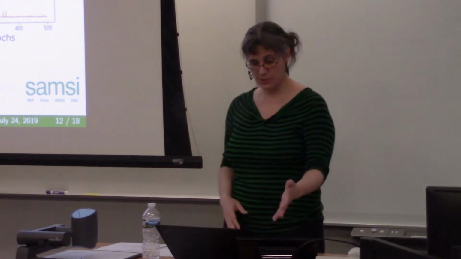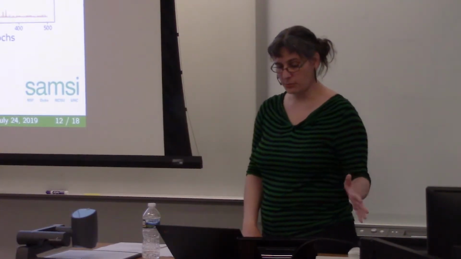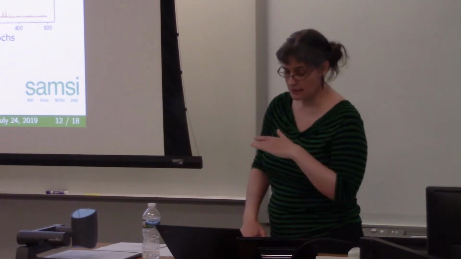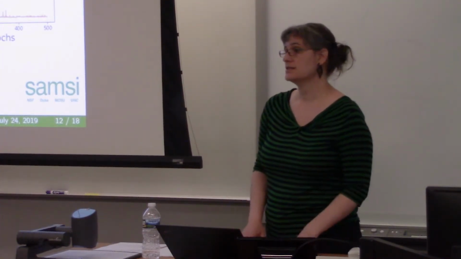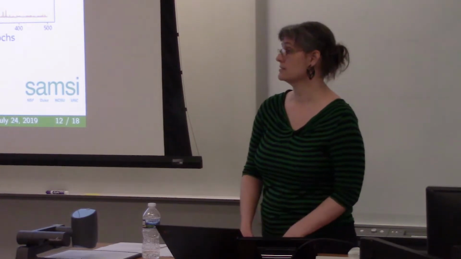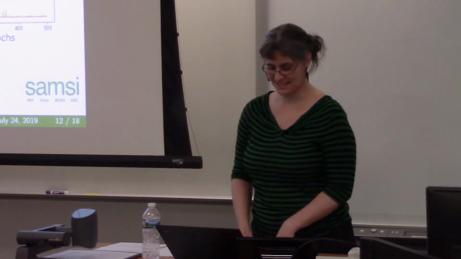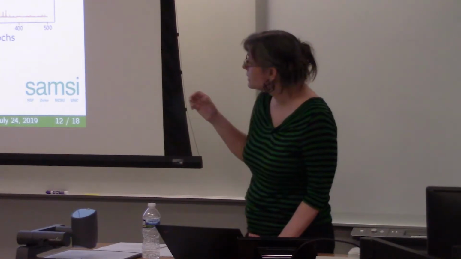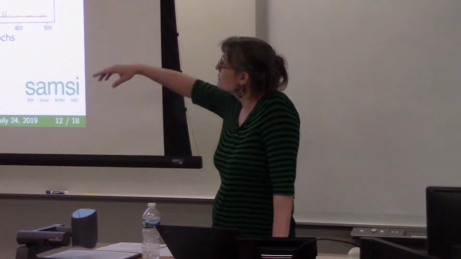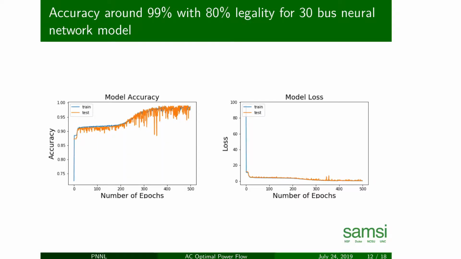In terms of the accuracy, the blue line is the training set, and the orange line is the testing set. There's a lot more noise with the testing set, which is to be expected because it's not being trained on that. But the noise is relatively small. If you look at the y-axis here, we're really only varying towards the end a few percentages. So the accuracy is relatively high for this particular model.